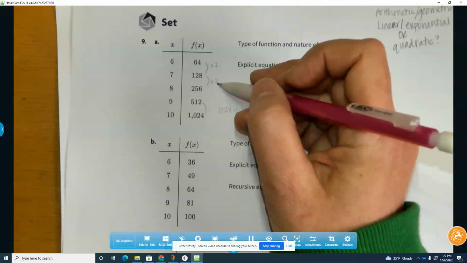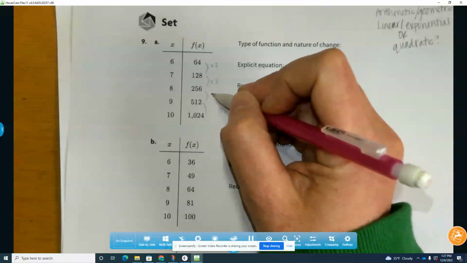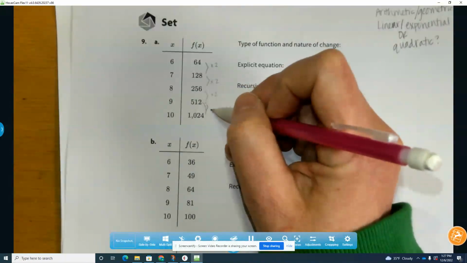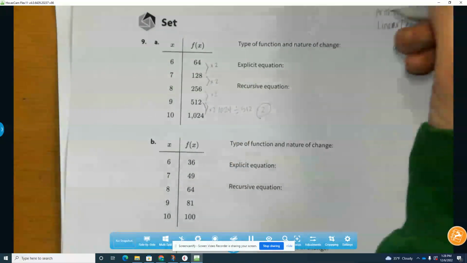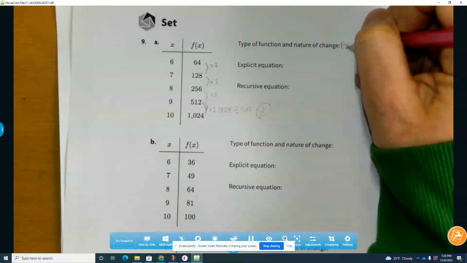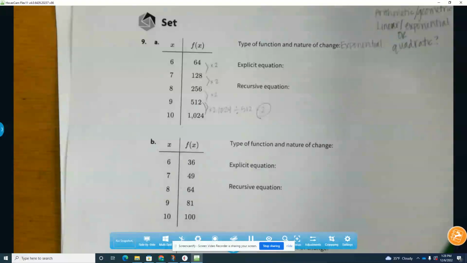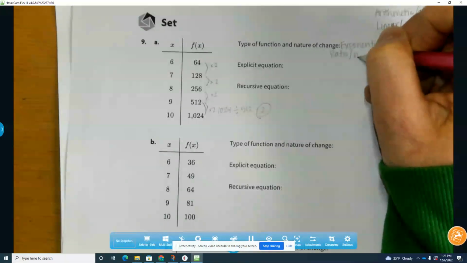128 times 2, that is 256. 256 times 2, that is 512. And then 512 times 2 is 1024. So the type of function is exponential. The nature of the change is a ratio or a multiplier.